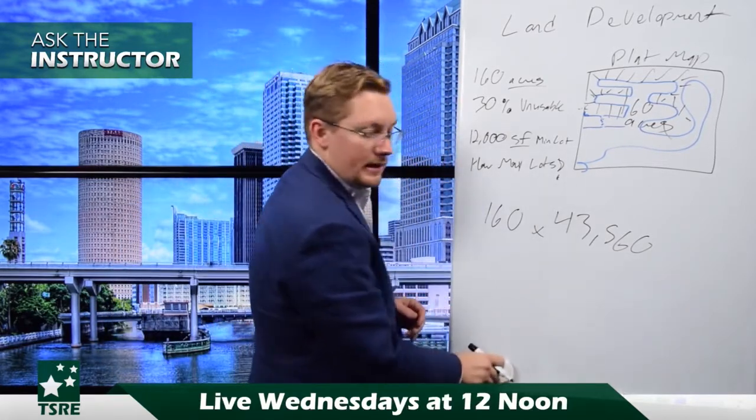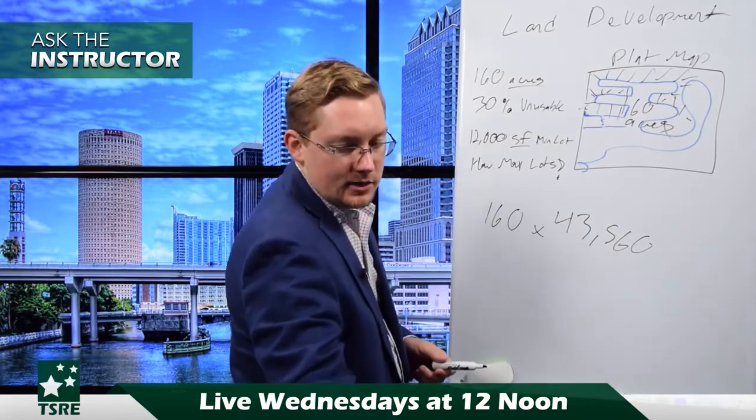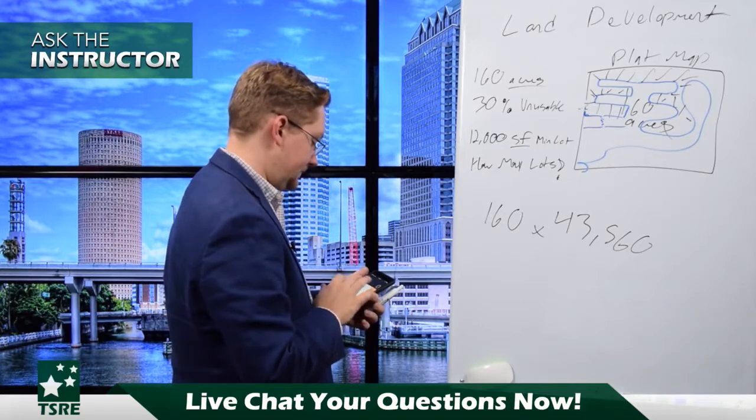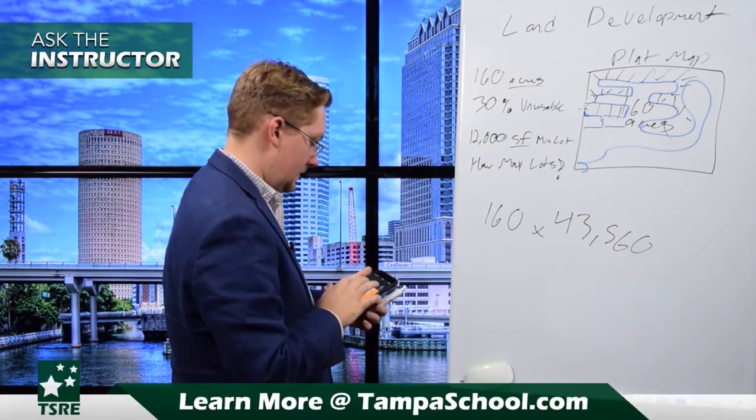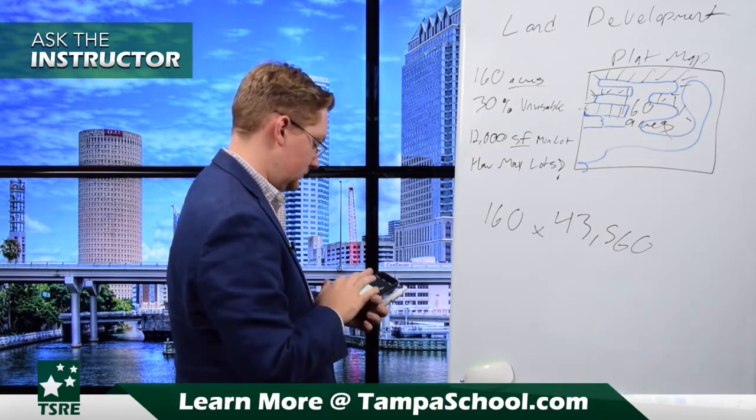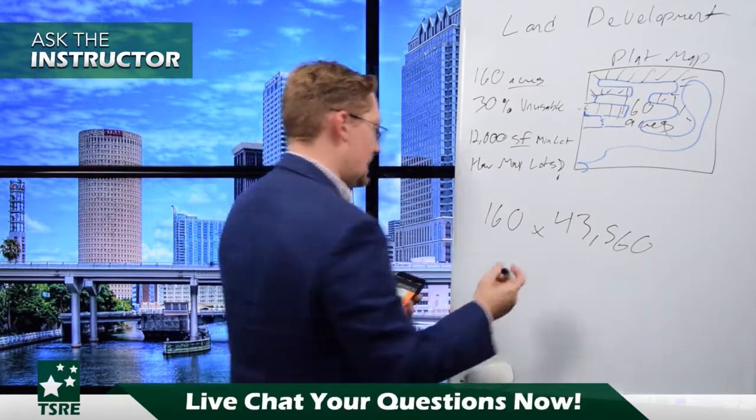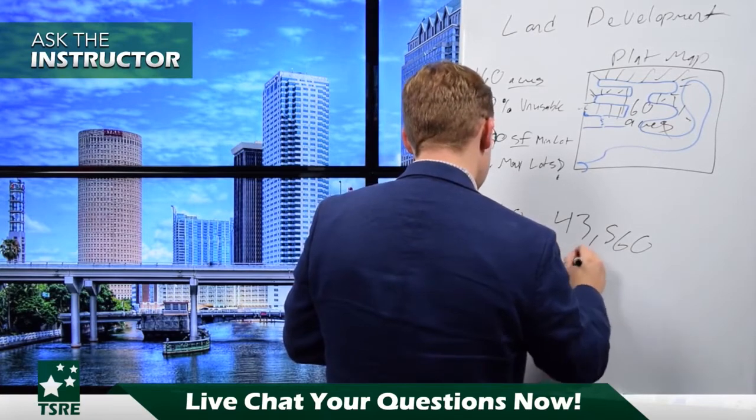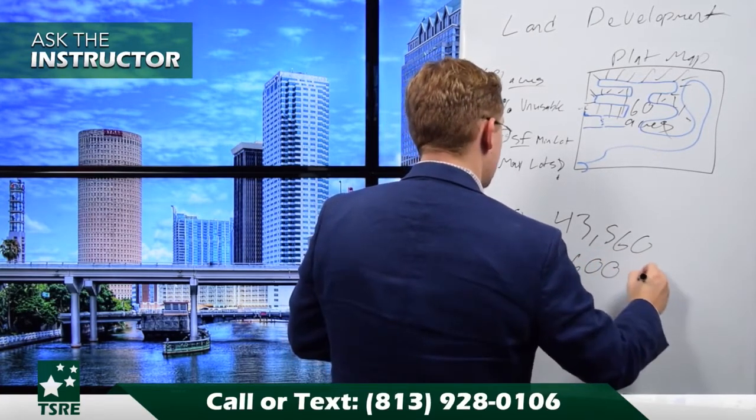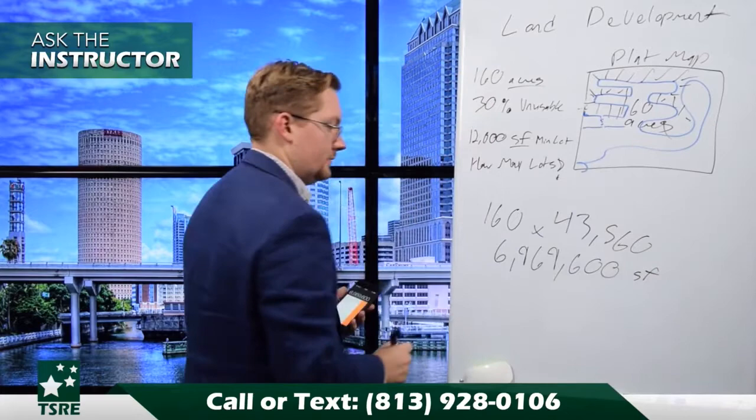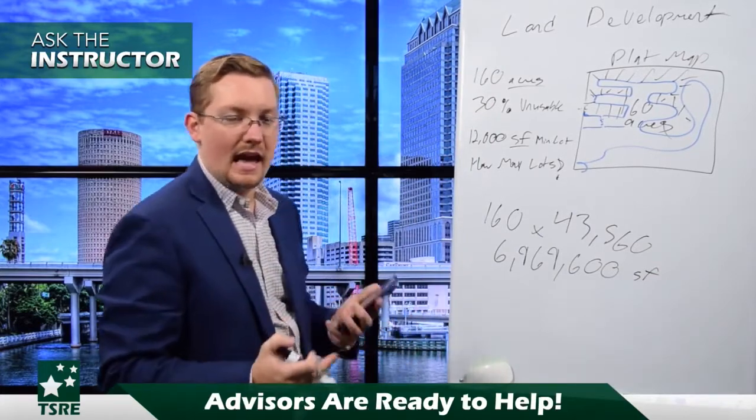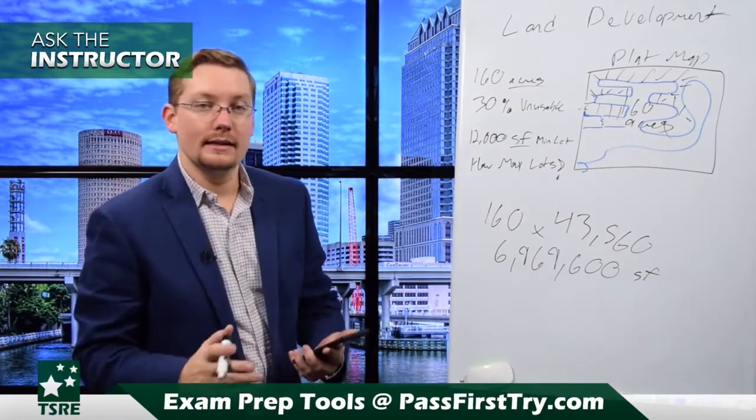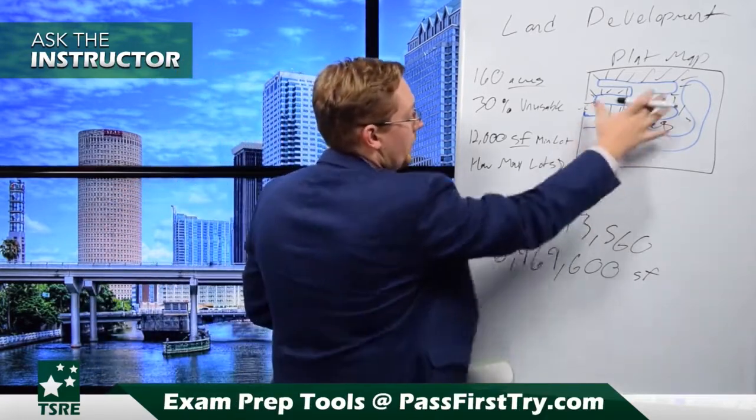But basically what we're doing here, again, is figuring out how many square feet we're dealing with. So let's take the 160 acres, multiply by 43,560, and we get 6,969,600 square feet. So that's how many square feet we have to develop here. Now every lot has to be at least 12,000 square feet, but can we put lots on all 160 acres?